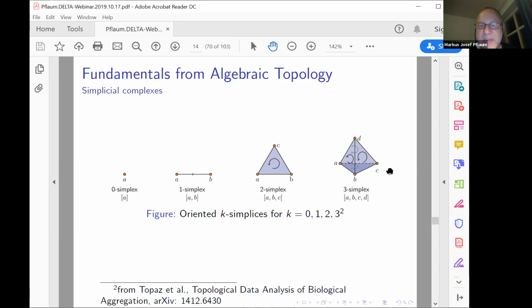But they can be very weird. This is a rather symmetric triangle, but it can be really strange looking. It's still a two simplex.